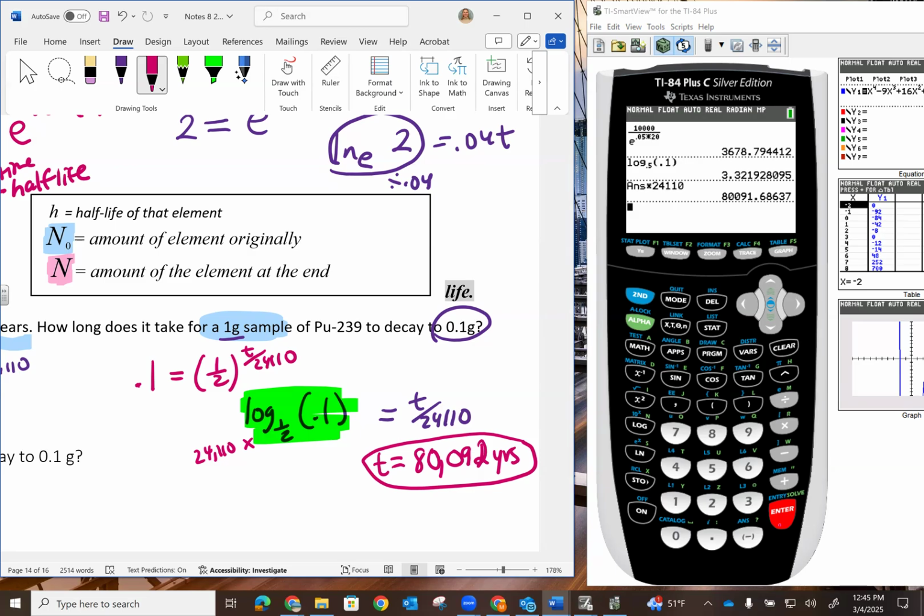Okay, with Advil, you're not going to have to wait that long, okay? Because the half-life for Advil is more like 6 hours as compared to 24,000 years.